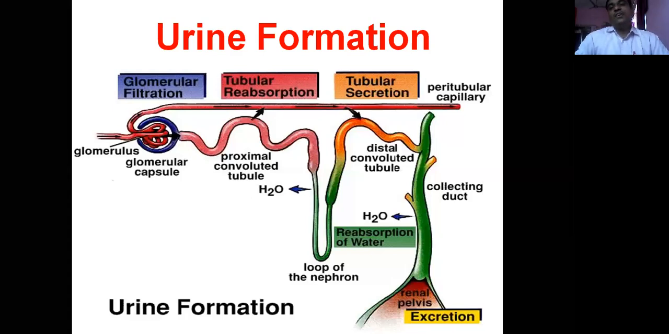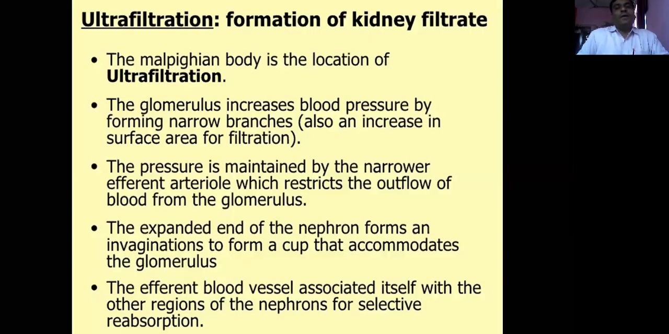Then comes secretion, which is also called tubular secretion. This tubular secretion is also part of urine formation, where it balances the ions as well as the water in the excreted material, and lastly it opens into the collecting duct, via which the urine created is carried. Now the first step is called ultrafiltration, the formation of the kidney filtrate, where the filtration mechanism takes place.